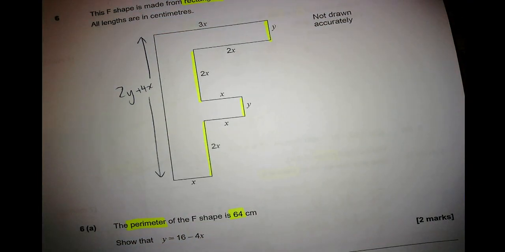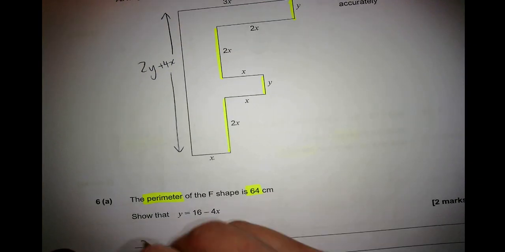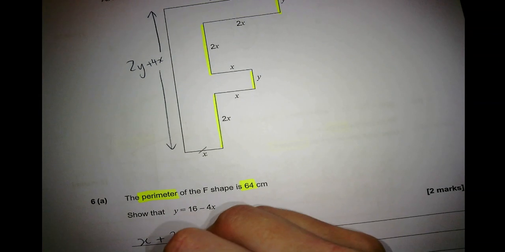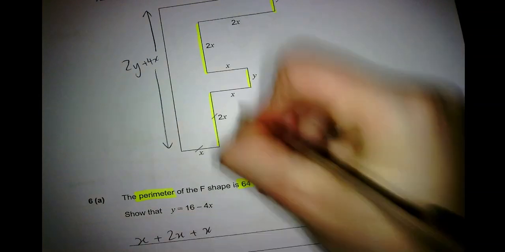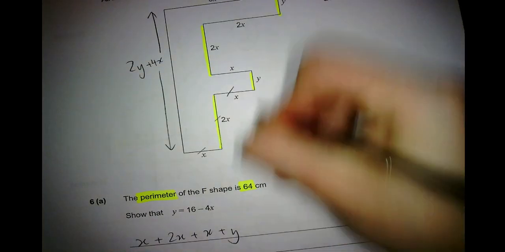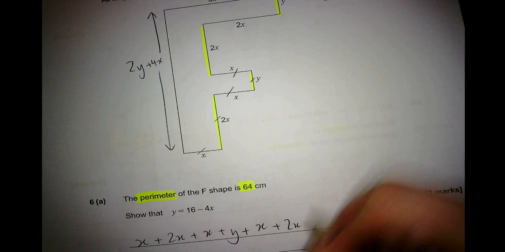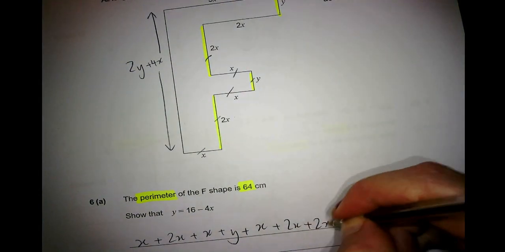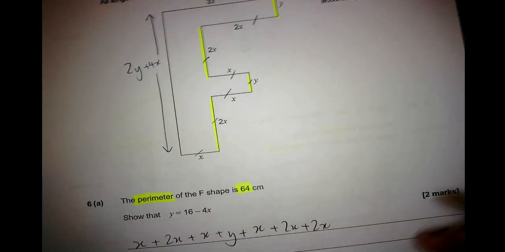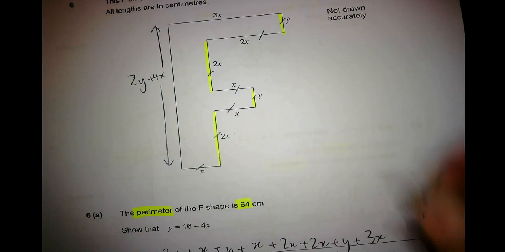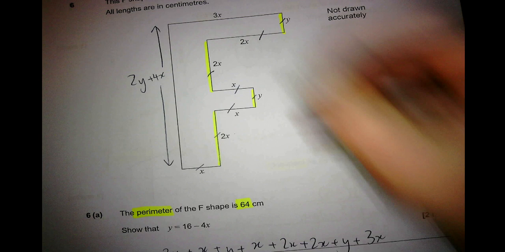Adding up my sides, I'm going to tick them off once I've got them so that I don't double count anything. I'm going to start with the x. I've got x plus 2x plus x plus y plus x plus 2x plus 2x plus y plus 3x plus 2y plus 4x.